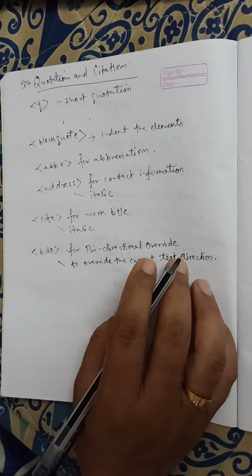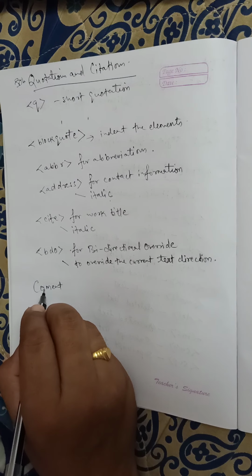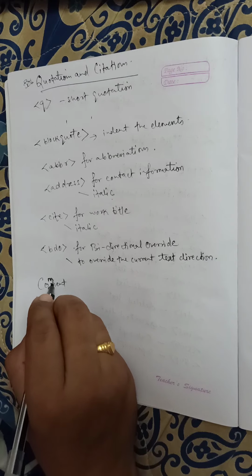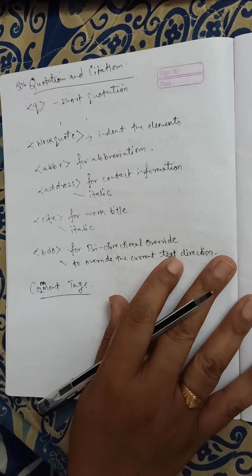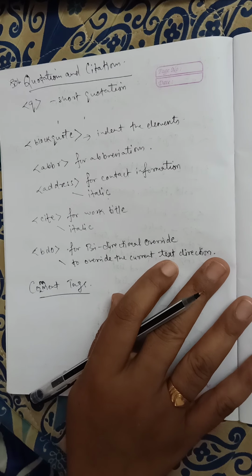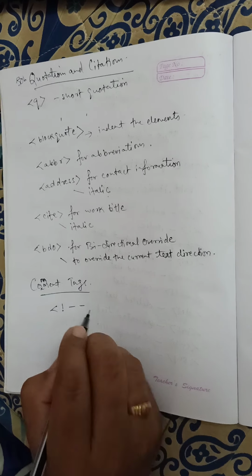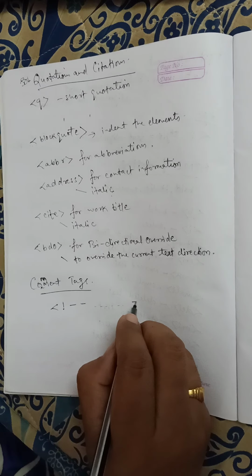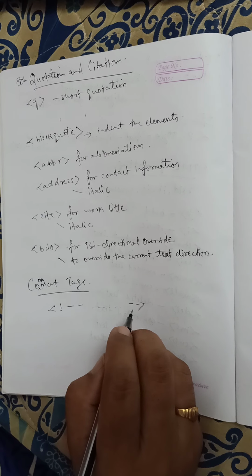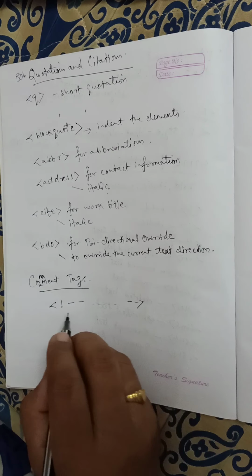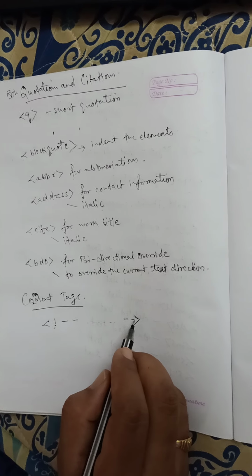So comments, how to use comment tags, we have already discussed. We can add comments to our HTML source by using a syntax like this. Whatever you want to write, you can write as a statement here, and it goes like this. You can see that there is an exclamation mark in the opening tag, but not in the closing tag.